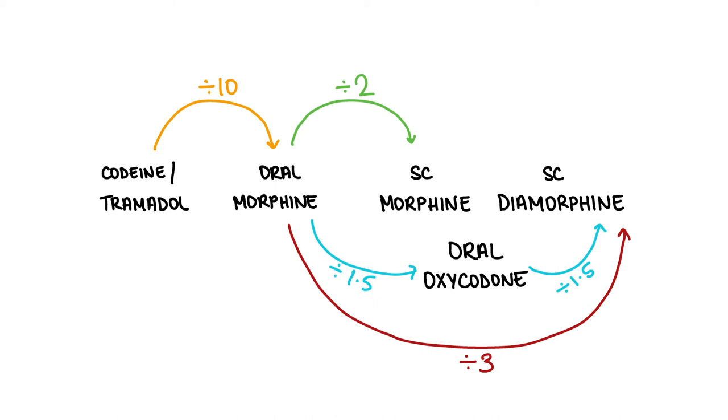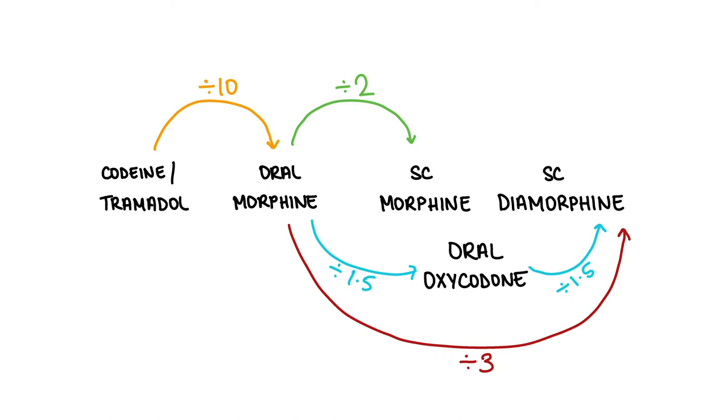Transdermal patches are also used for pain relief. A transdermal fentanyl 12 microgram patch equates to approximately 30 milligrams oral morphine daily, and a transdermal buprenorphine 10 microgram patch to approximately 24 milligrams of oral morphine daily.